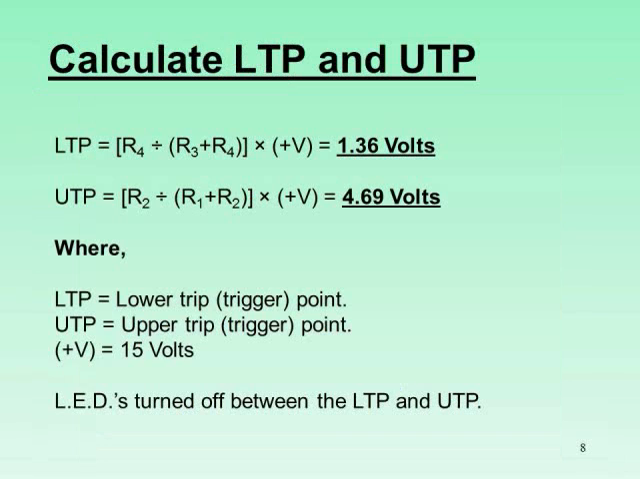Okay, so here's how we do the calculations for the LTP and UTP. It's just a basic voltage divider. So in this circuit, the lower trigger point is equal to 1.36, and the upper trigger point, UTP, is equal to 4.69. And the input voltage is set by the variable potentiometer, which in real life would come from a pressure transducer or some sort of sensor which provides a variable voltage output.